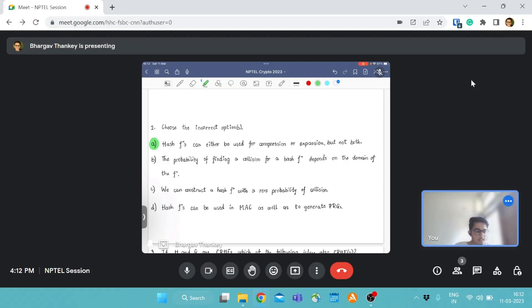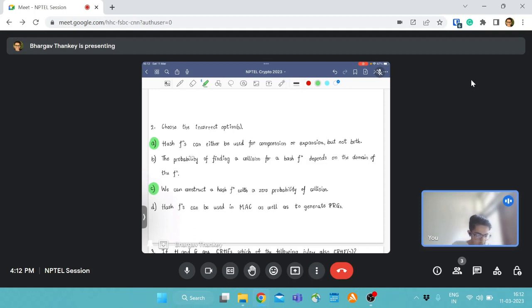Option C is we can construct a hash function with zero probability of collision. Well, this is false because recall that one of the basic properties of any hash function is that it has to be a compressing function. That is, the size of the domain has to be larger than the size of its range. And because of this reason, there is always going to be a collision because when the size of the domain is larger than the size of the range, you cannot have a one-one function. So, no matter how we construct a hash function, there is always going to be a non-zero probability of collision. So option C is also incorrect.